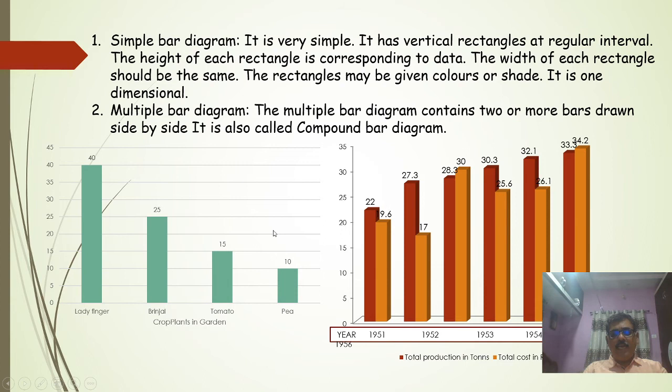In the multiple bar diagram, we are showing more than two bars. The multiple bar diagram contains two or more bars drawn side by side, and it is also called a compound bar diagram. Here, by year, we are showing the total production in tons and the total cost of production in rupees. For 1951, this was the total production, and this is the production cost. We are showing both the bars side by side, and such bar diagrams are called multiple bar diagrams.